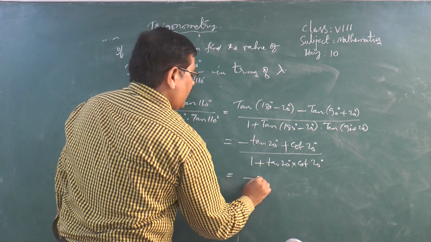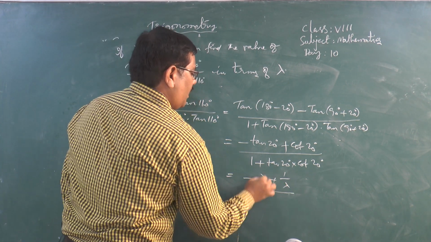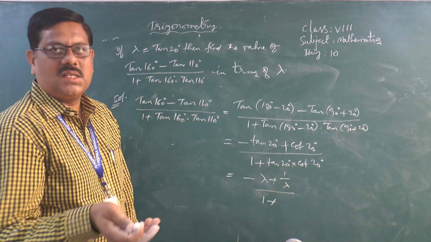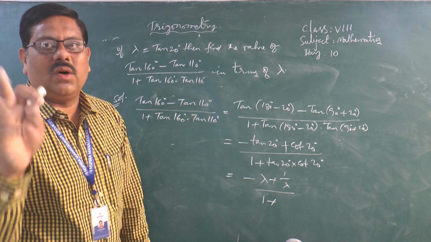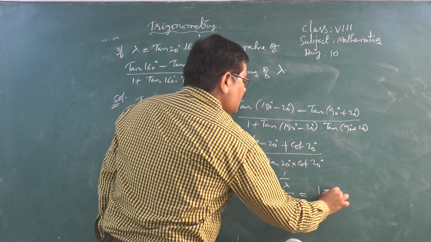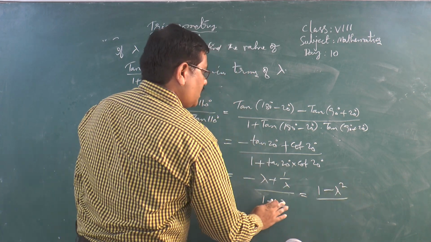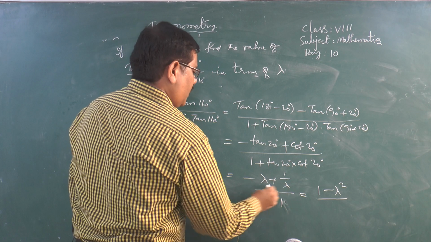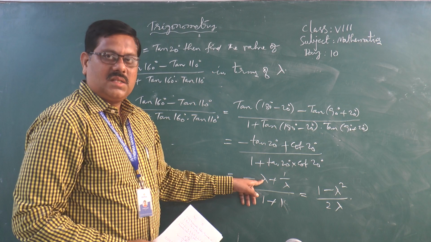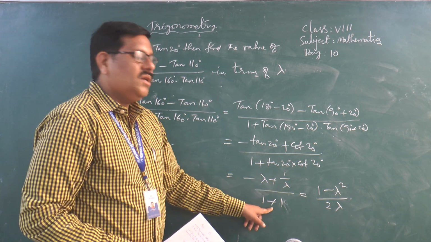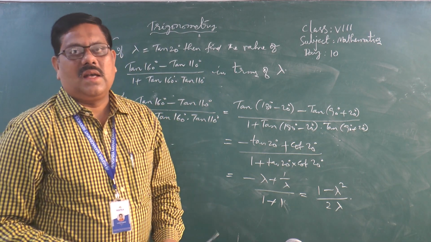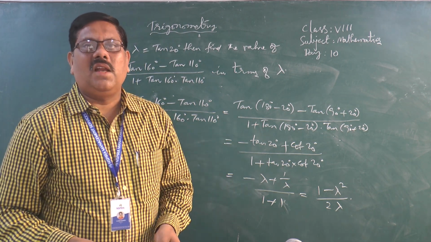So we have minus lambda plus 1 by lambda upon 1 plus tan 20 cot 20. These two are reciprocal ratios, so they cancel to 1, and the result is 1 plus 1, that is 2. If you find the LCM in the numerator, lambda times lambda is lambda square, so we get minus lambda square plus 1 by lambda, and the denominator 1 plus 1 is 2. So we have 1 minus lambda square by 2 lambda as the answer. So the answer is in terms of lambda now.